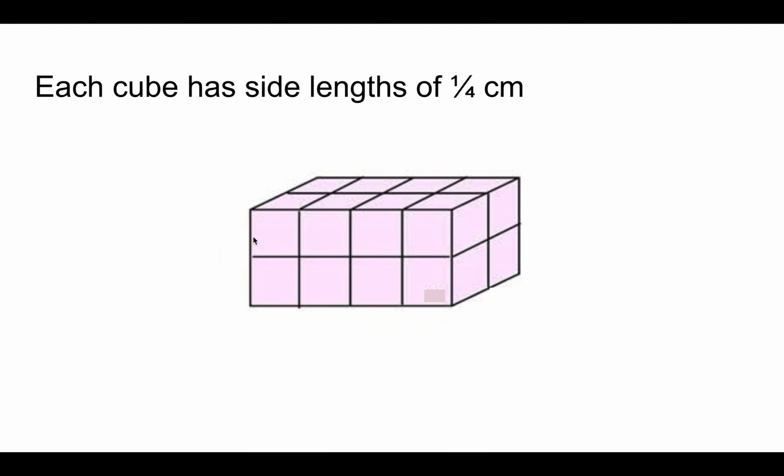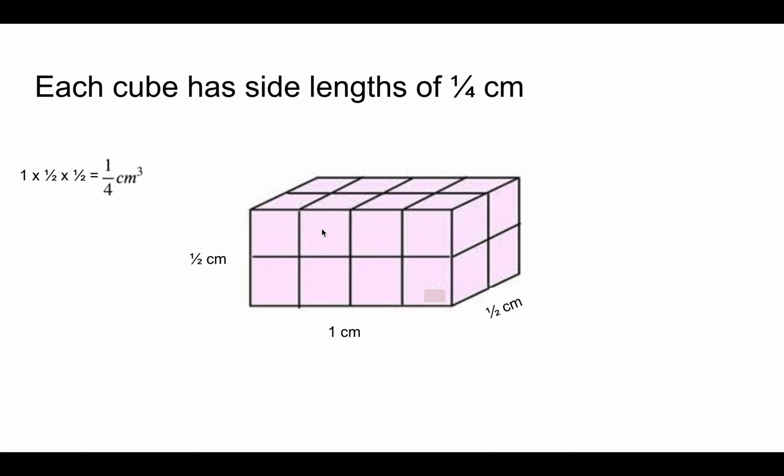So with that information, I can say that the height here is 1/4 plus 1/4, which is equal to 1/2 a centimeter. The length is 4 1/4, so 1/4 4 times is 1 centimeter. And the width is again 1/4 plus 1/4, or 1/2 of a centimeter. Using my formula, I would say length 1 centimeter times width 1/2 a centimeter. 1 times 1/2 is 1/2, times height, which is 1/2 a centimeter. 1/2 times 1/2 is 1/4. So I would end up with 1/4 centimeters cubed as my total volume.